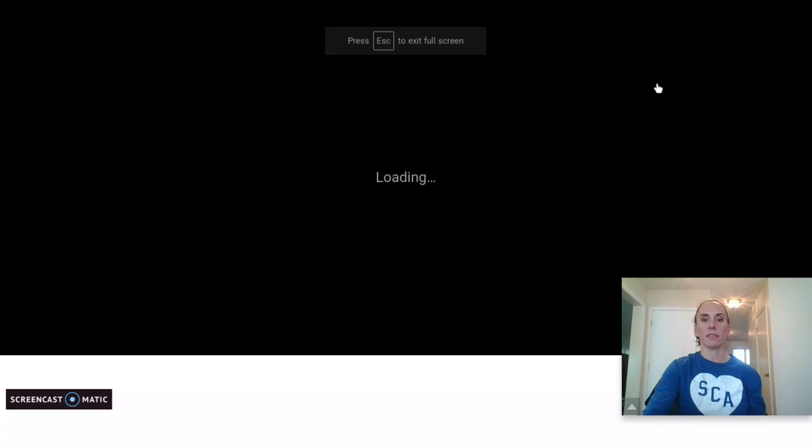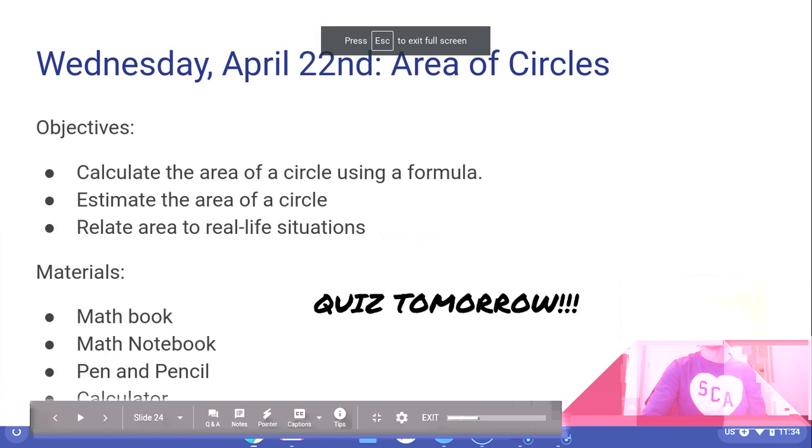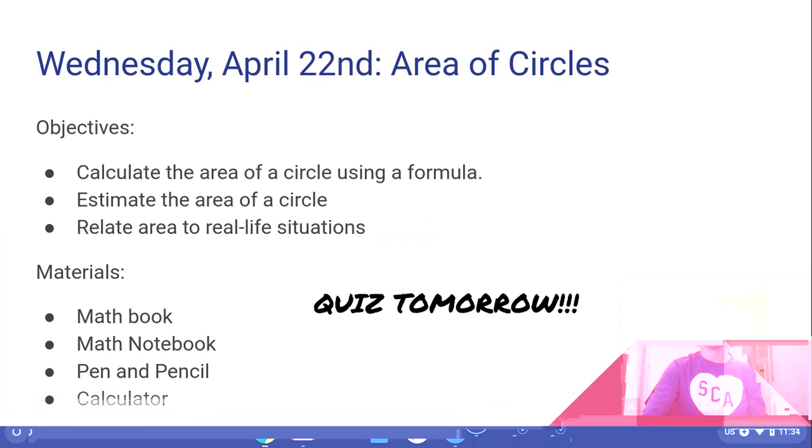So let's get started. Today we are going to talk about finding the area of circles. You will calculate the area of a circle using a formula, estimate the area of a circle, and relate area to real life situations. You will need your math book, math notebook, pen and pencil, and you will want a calculator for today. Again, you can use your notes, you can use your book, you can use a calculator on the quiz tomorrow. Use those tools to help you.